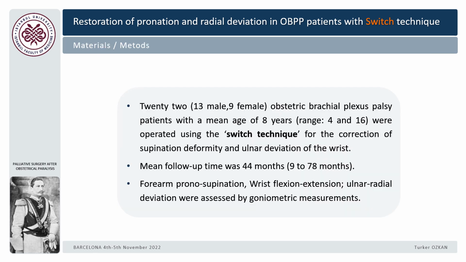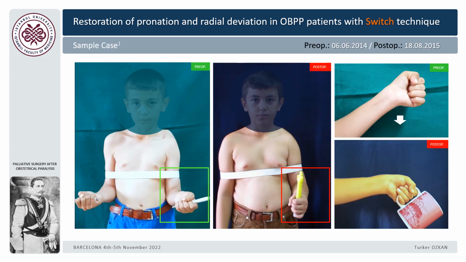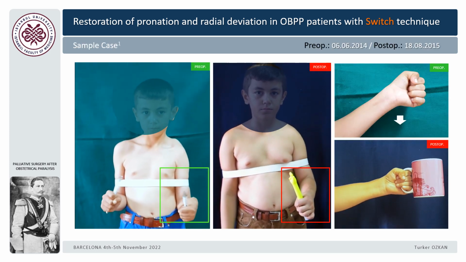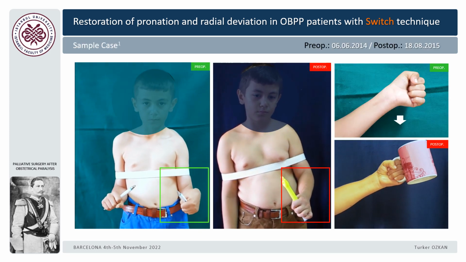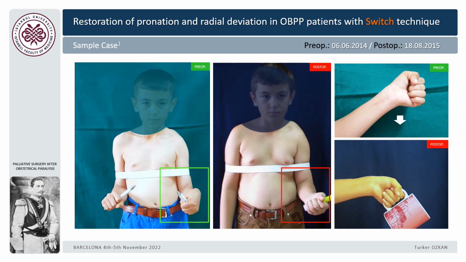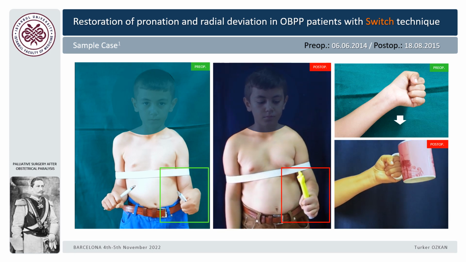22 patients with a mean age of 8 years were operated using the switch technique. Mean follow-up time was 44 months. Forearm pronosupination, wrist flexion extension, ulnar radial deviation were assessed by goniometric measurements. The gain in pronation and wrist radial deviation can be seen in the preoperative and postoperative videos of this patient.